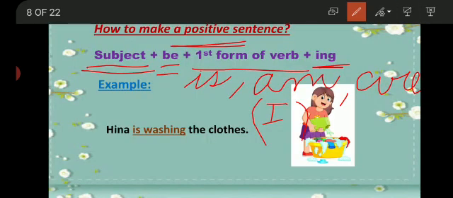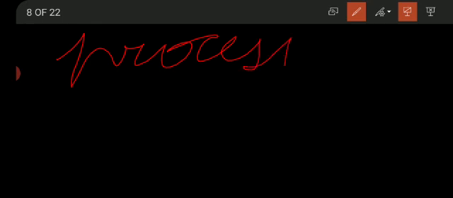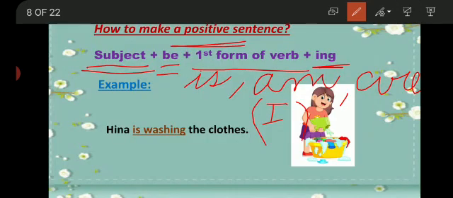Now look at the example. Hina is washing the clothes. It means this action is still in process, or you may say the action is still in continuous aspect. For that reason, which form of verb have we used? First form of verb with ing, and is, as Hina is the singular subject. So the full sentence will be: Hina is washing the clothes.